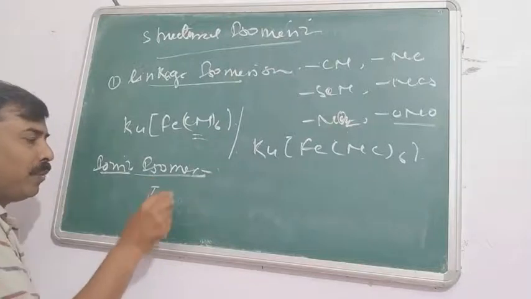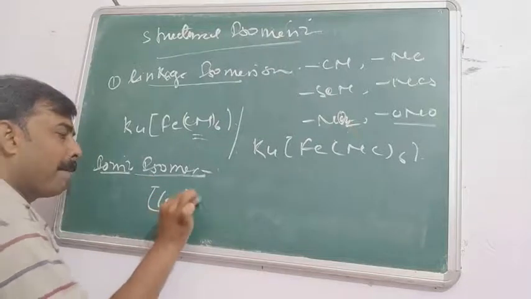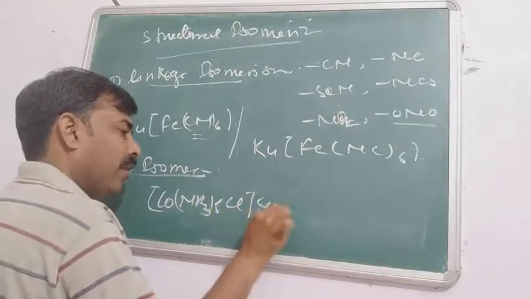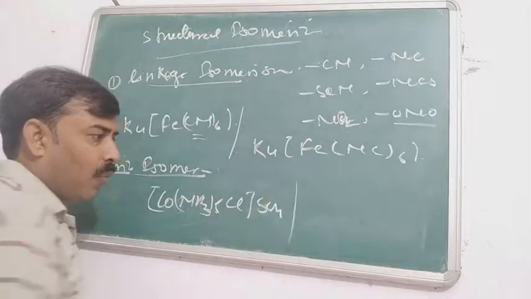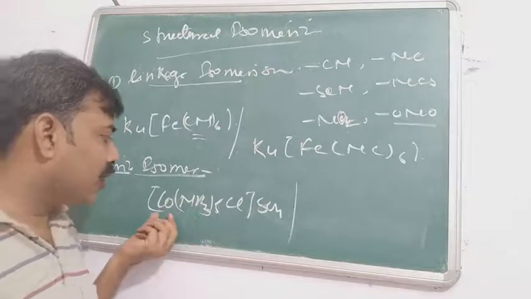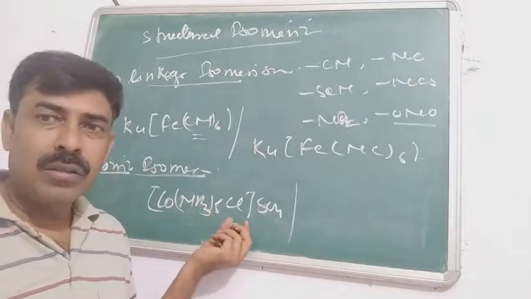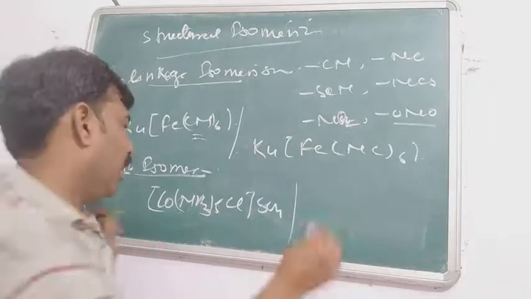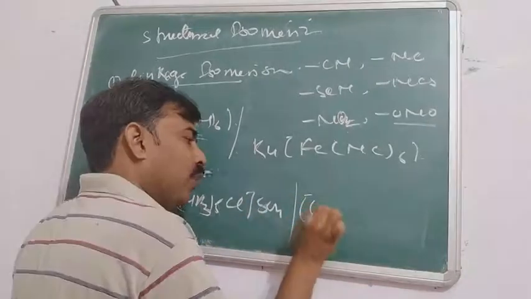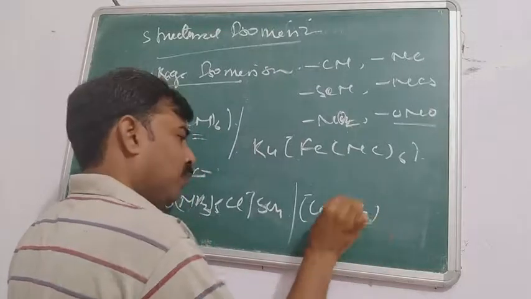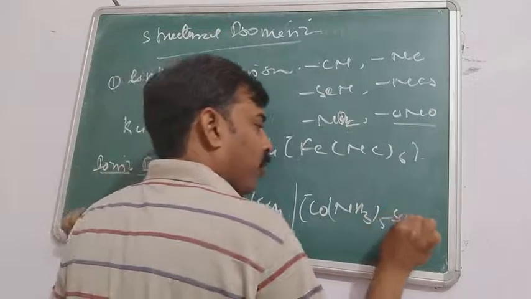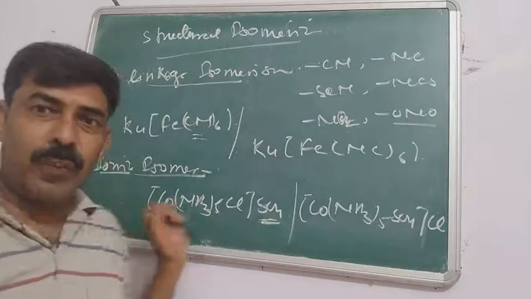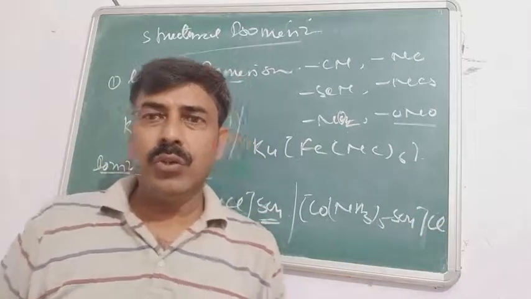For example, if the compound is [Co(NH3)5Cl]SO4. What is the ion? The cation is [Co(NH3)5Cl]2+ and SO4 2 negative. And the next one is [Co(NH3)5SO4]Cl. In the first case it is the sulfate ion, in the case 2 it is the chloride ion.